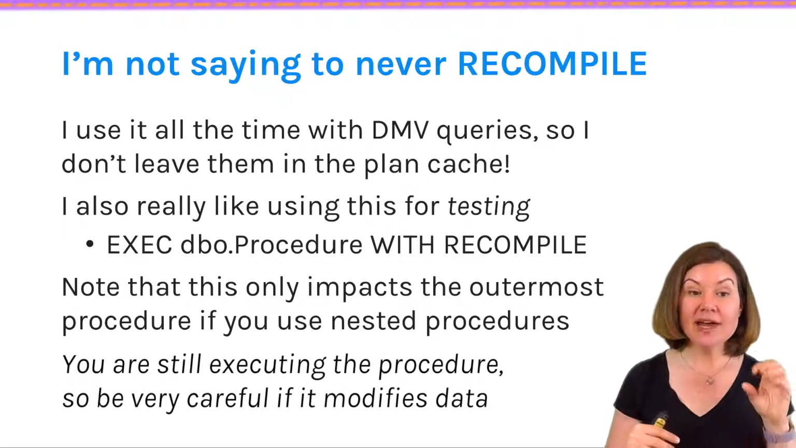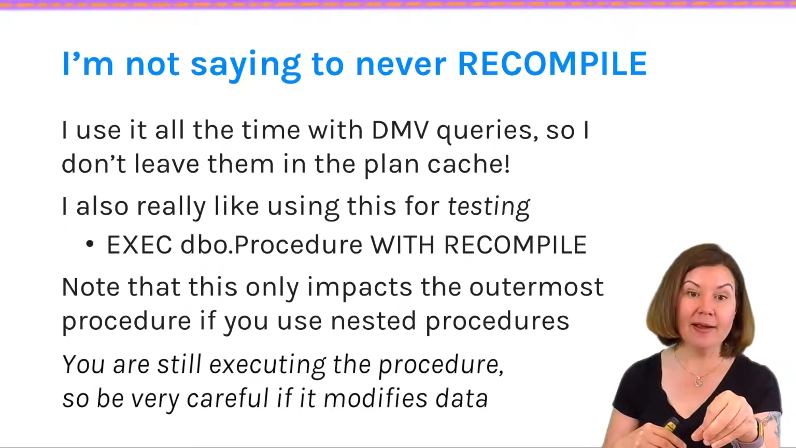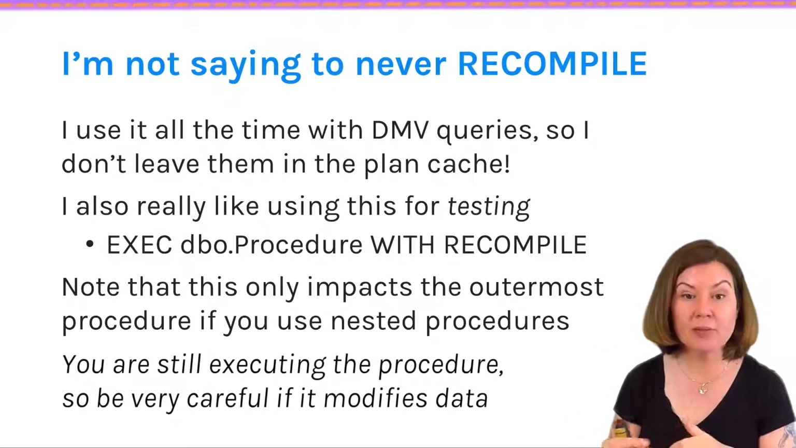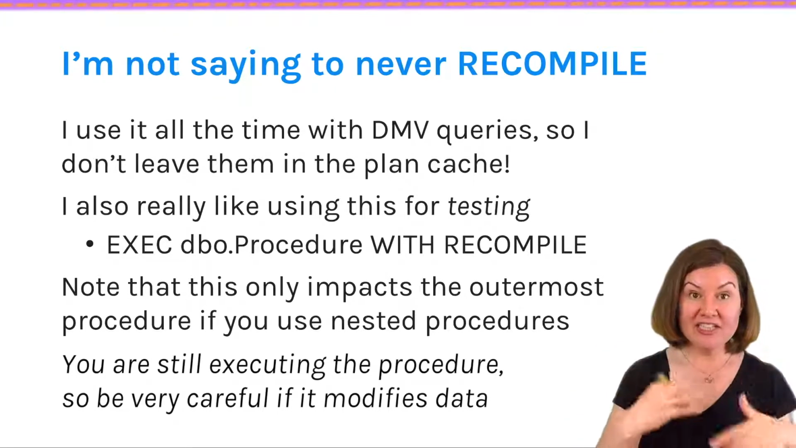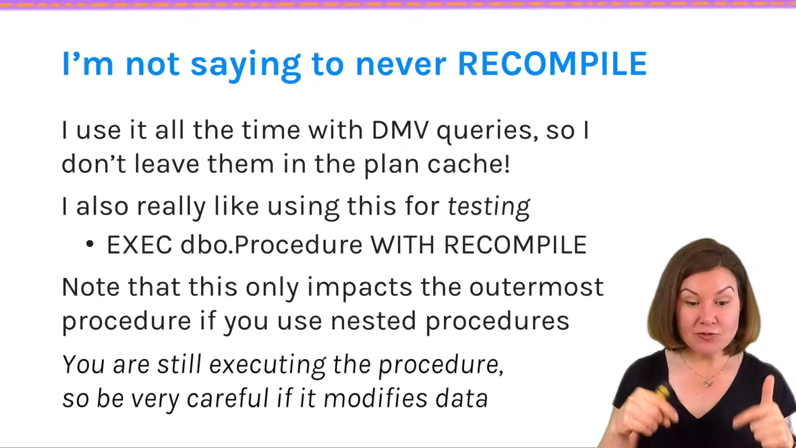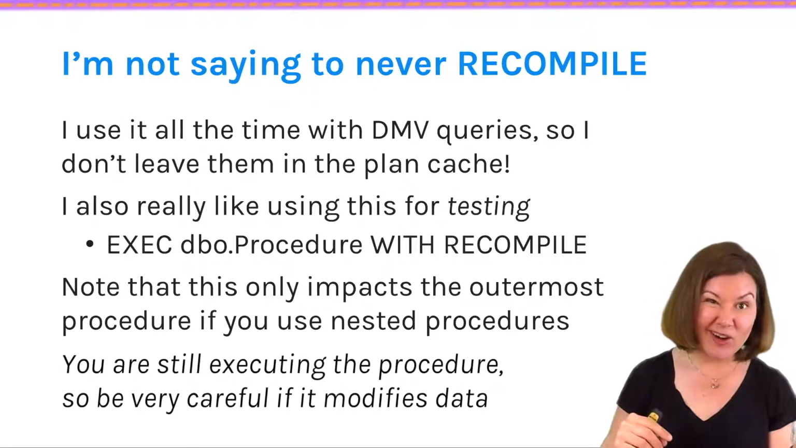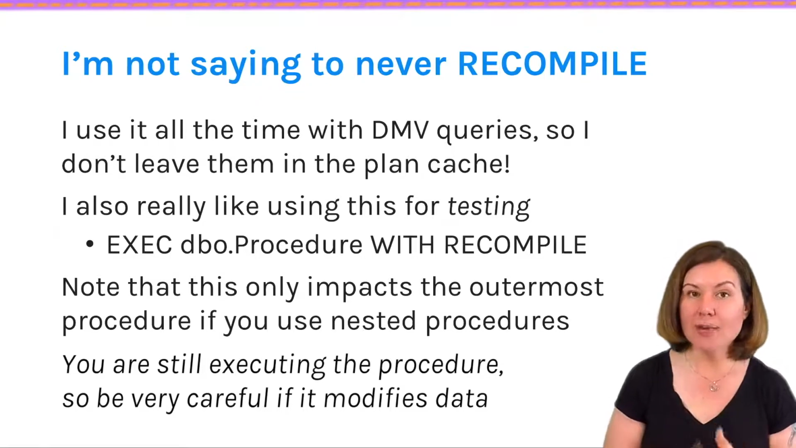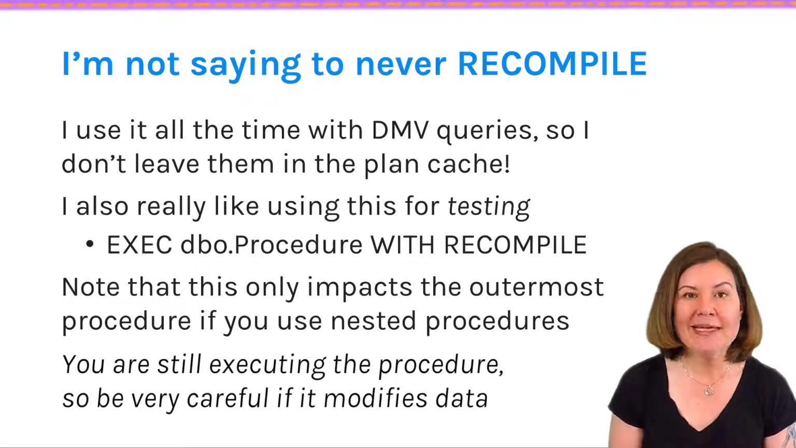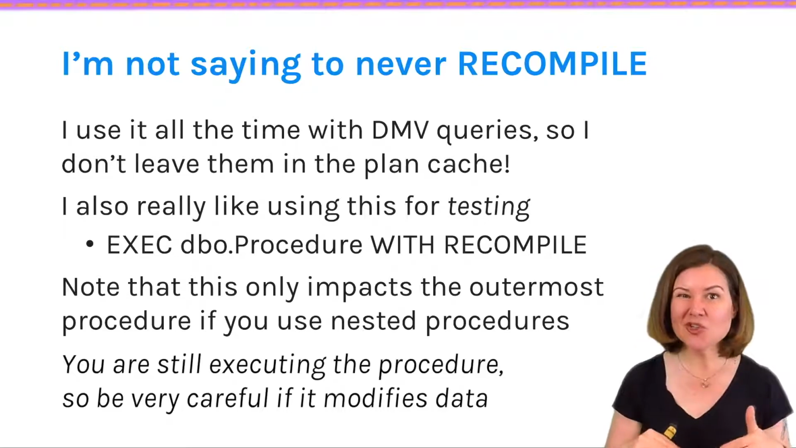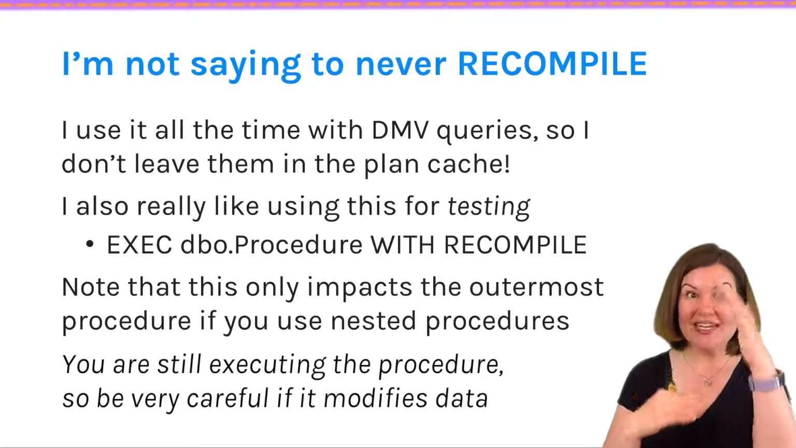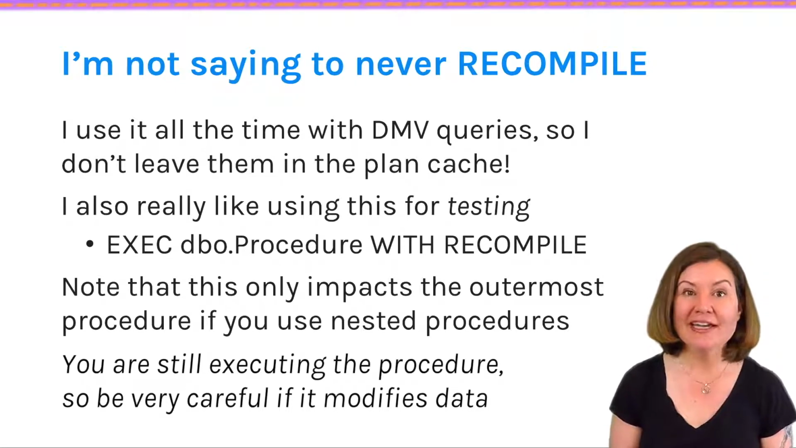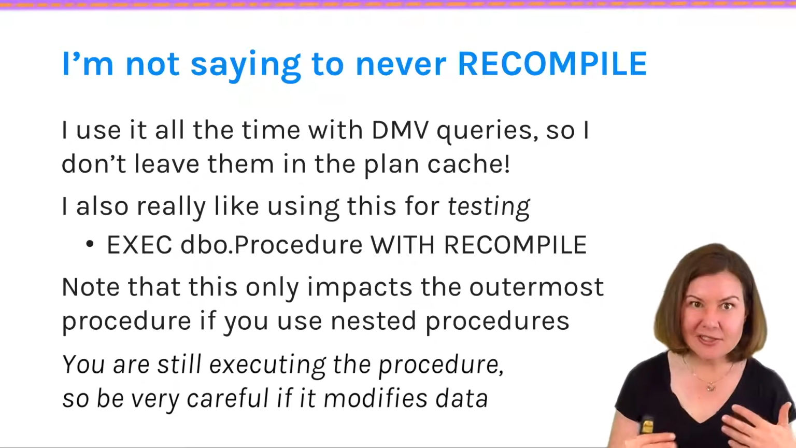A great way to do that is to say exec procedure name, and you get to specify parameters too if they exist, and then say with recompile. I'm saying, okay, show me what you'd optimize for these parameter values. If there's a plan already in cache, don't reuse it. Show me what you do for me, and then don't reuse my plan for anyone else. If you are using nested stored procedures, though, this only applies to the outermost procedure. So you may have to do a little more legwork if you want to test with nested stored procedures.